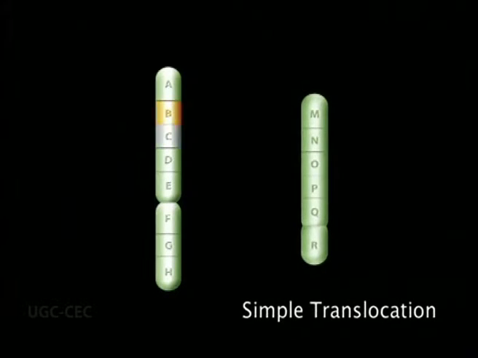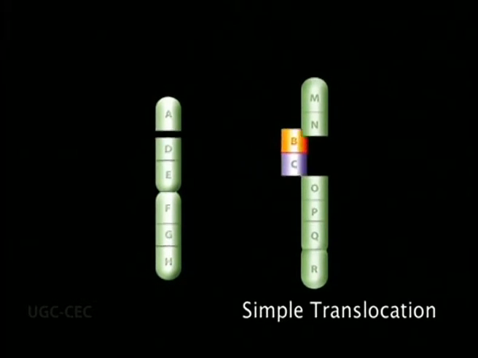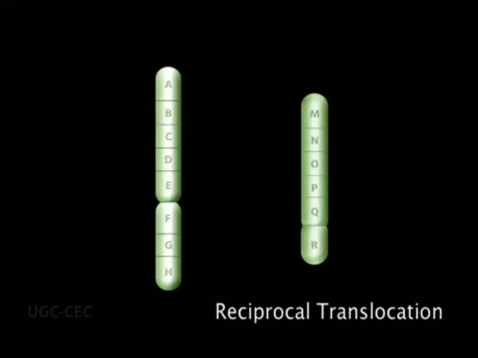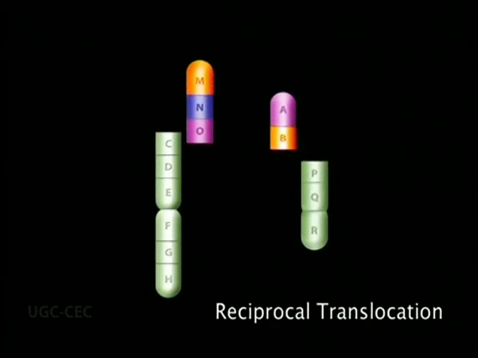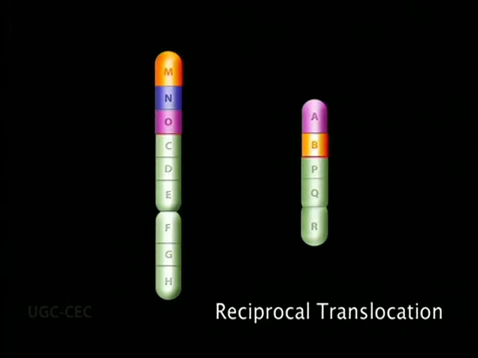A translocation occurs when a part of one chromosome is transferred to another non-homologous chromosome. Two principal types of translocations can be recognized, that is simple and reciprocal. Simple translocation involves the transfer of a segment in one direction from one chromosome to another. Reciprocal translocations occur when parts of chromosomes are exchanged between non-homologous chromosomes.